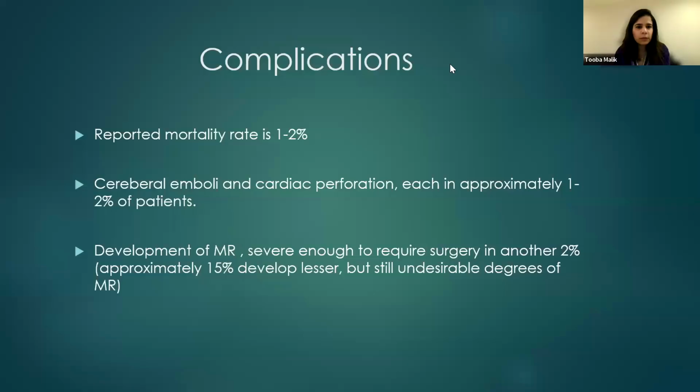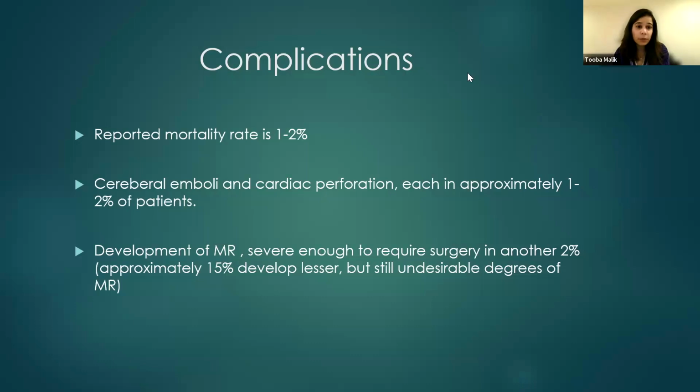Right. So complications again, which you can be questioned about in the exam. Yeah, so the mortality is not very high. It's 1 to 2%. But then again, the more severe your MS is, your mortality exponentially increases. You can become more symptomatic with it. You can get cerebral emboli. You can get cardiac perforation. Again, that can lead to tamponade in 1 to 2% of patients. You can develop MR as well, which can be severe enough to require surgery. So these are a few complications of mitral stenosis.